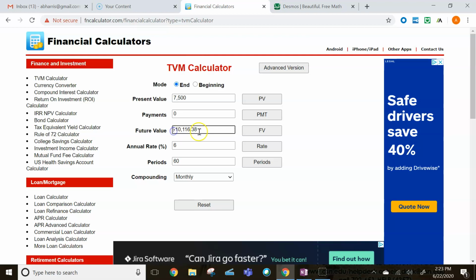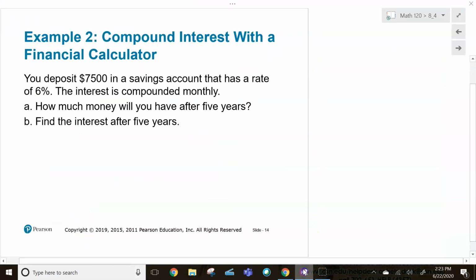You're not in debt. You've accumulated 10116.38. This is what you put in, so this is your payout, right? It's the opposite, because it cost that much money to put in. In fact, if you'd put negative 7,500 in, it would click out as positive. You're paying in 7,500, and it's kicking out positive 10116.38 in investments. But I just leave it like that. So that's how you use the financial calculator.